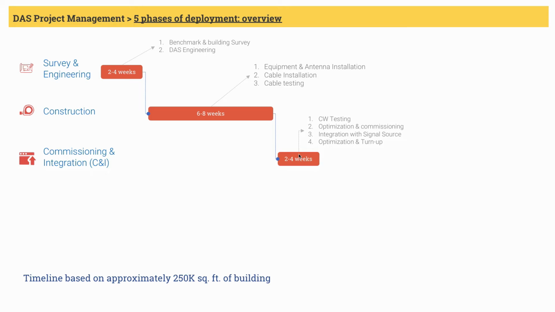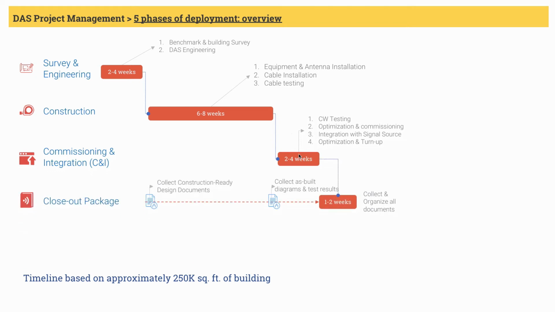Now, one assumption I'm making here is that the installation of signal sources will be completed by the time we are ready to accept signal into the DAS. Installation of signal sources is a project by itself, and that's why I have not shown that here as a separate phase, because you will have to depend on the operators to bring and install their signal sources.